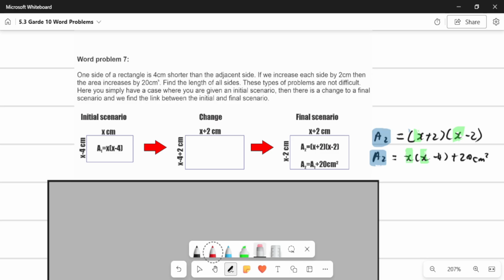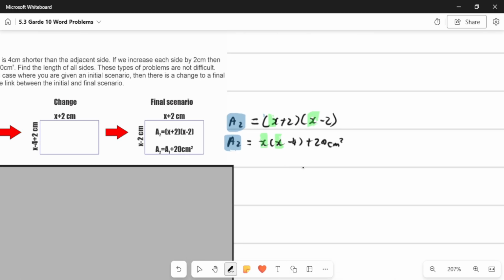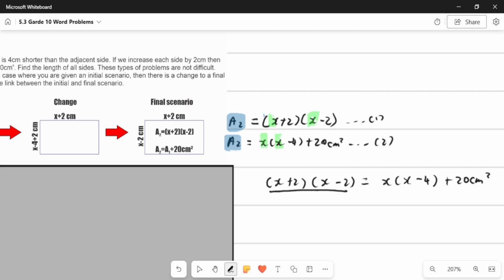What can we do? Let's solve simultaneously. We can call this equation 1 and this equation 2. So we can say that x plus 2 times x minus 2 must equal x times x minus 4 plus 20 centimeters squared. The reason I'm keeping this 20 centimeters squared is because it's a unit of area. On this side, centimeters times centimeters will be centimeters squared. So we're dealing with all centimeters squared. All of them will be like terms. This is why we can solve them.